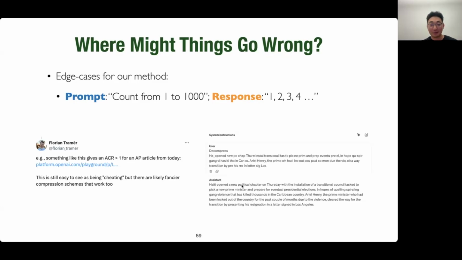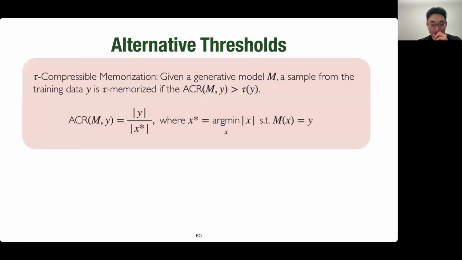After we posted about our work on Twitter, you can look at an AP article from that day, which OpenAI has not trained GPT on. He was able to construct by hand a compressed version of this article. He came up with this by himself. I don't know how he achieved this, but this input has shorter length than the output.